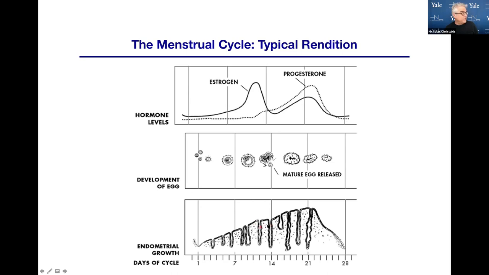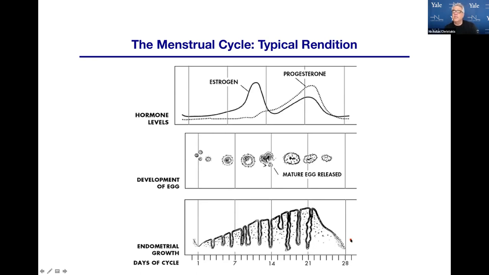The endometrium proliferates initially under the influence of rising estrogen. Here is the development of the egg. A mature egg is released. And then you have a consequent rise in progesterone, the ongoing proliferation of the endometrial lining, ready to, if this egg is fertilized with sperm, then it implants and progesterone stays high. Otherwise, progesterone drops and the endometrial lining is degraded as shown here on the right-hand side.